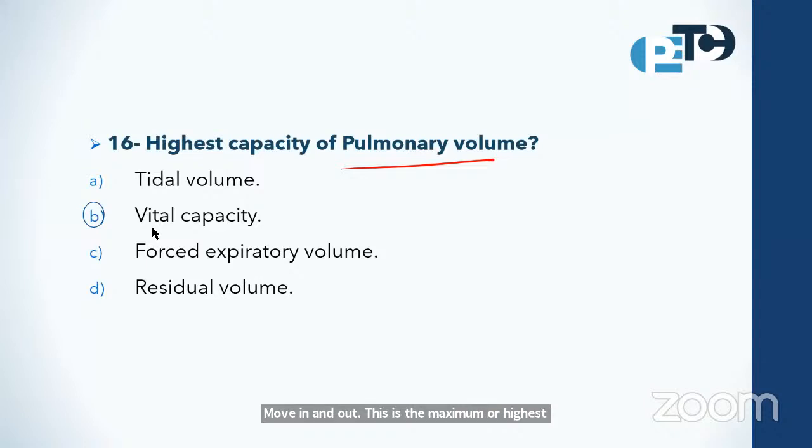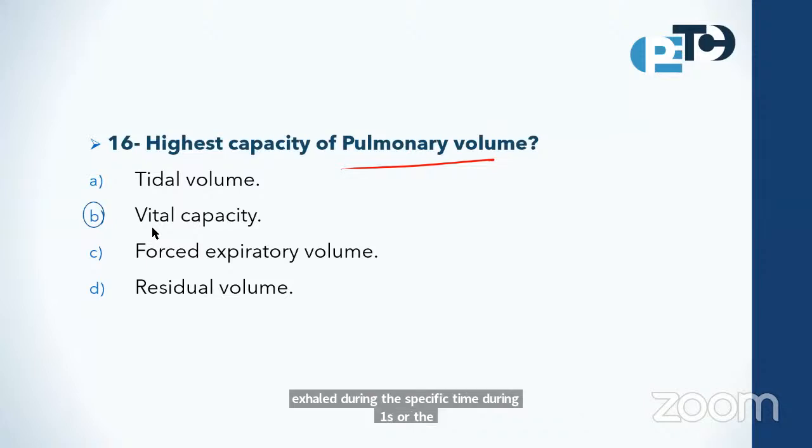While tidal volume, what is the tidal volume? It is the normal volume of air inhaled and exhaled during breathing. While forced expiratory volume is the measurement of the amount of air forcefully exhaled during a specific time, during 1 second, the first second. The residual volume is the volume that remains inside the lung.